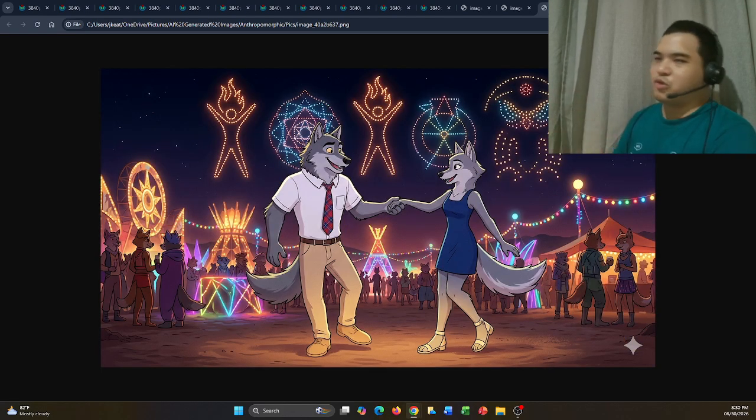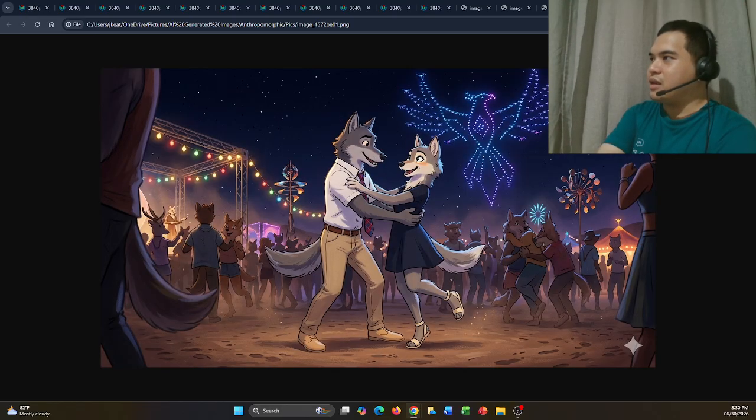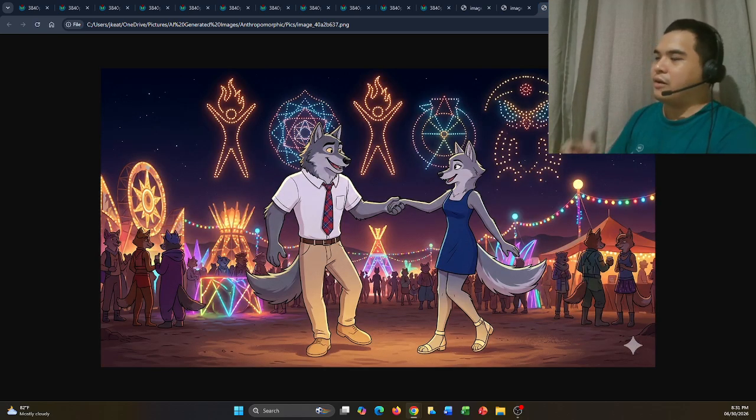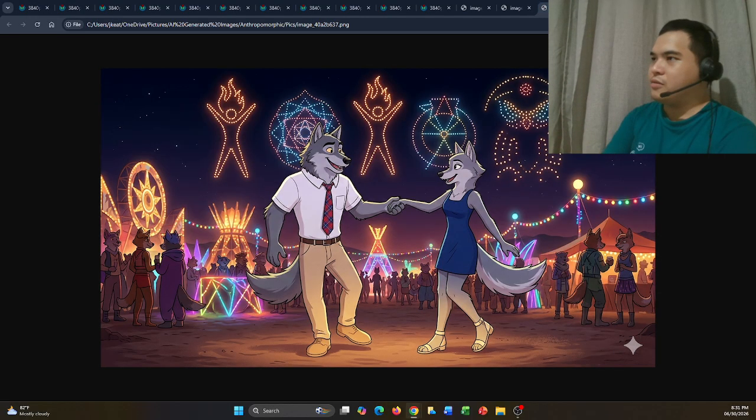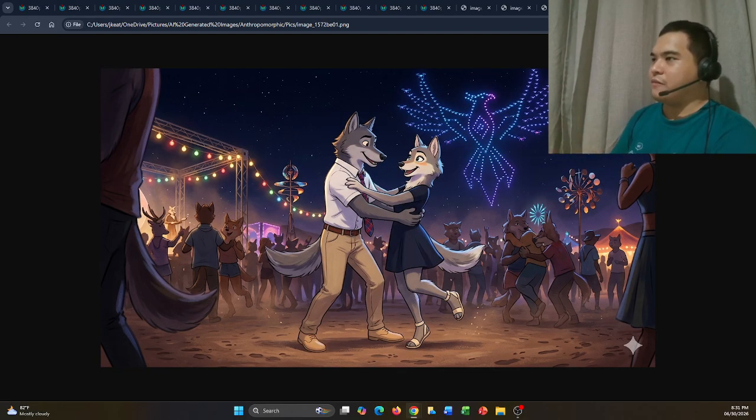And this one is for the straight and the straight ally. So you can see right here the male wolf dancing with a female wolf, and finally dancing together as they hold hands with each other. So these are basically for the straight and straight ally. In summary, this one here and here is an anthropomorphic male wolf dancing with an anthropomorphic female wolf at the Burning Man Festival.